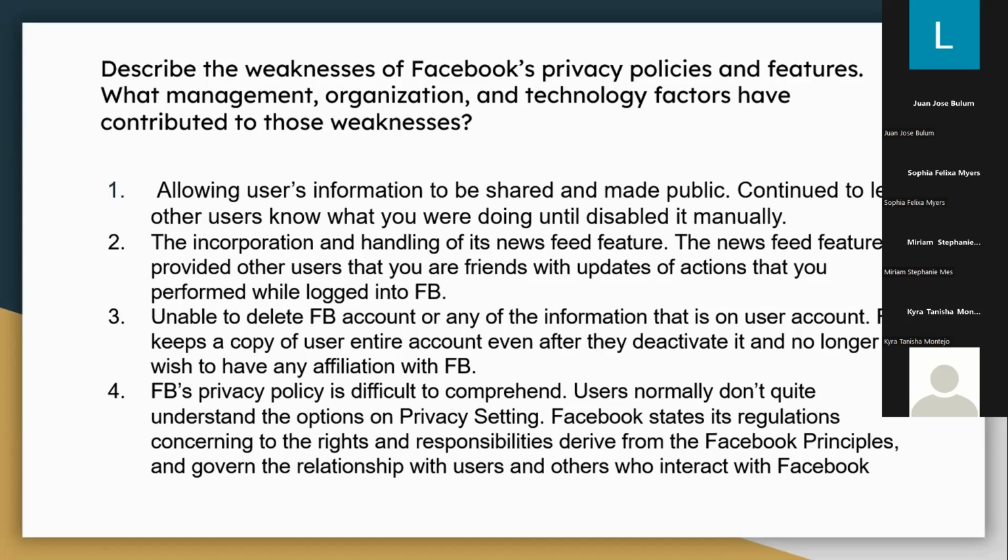Facebook, this is what, when I was going through this case study and did my research, was very shocking to me, because I learned a lot that I didn't know about Facebook. And I think this is what a lot of us are not aware of. We just tend to join these social media platforms and we're not aware of what we're actually getting ourselves into. And number 3 is something to pay attention to, because it says that Facebook keeps a copy of users' entire account even after you deactivate it and you no longer wish to have any affiliation whatsoever with Facebook.